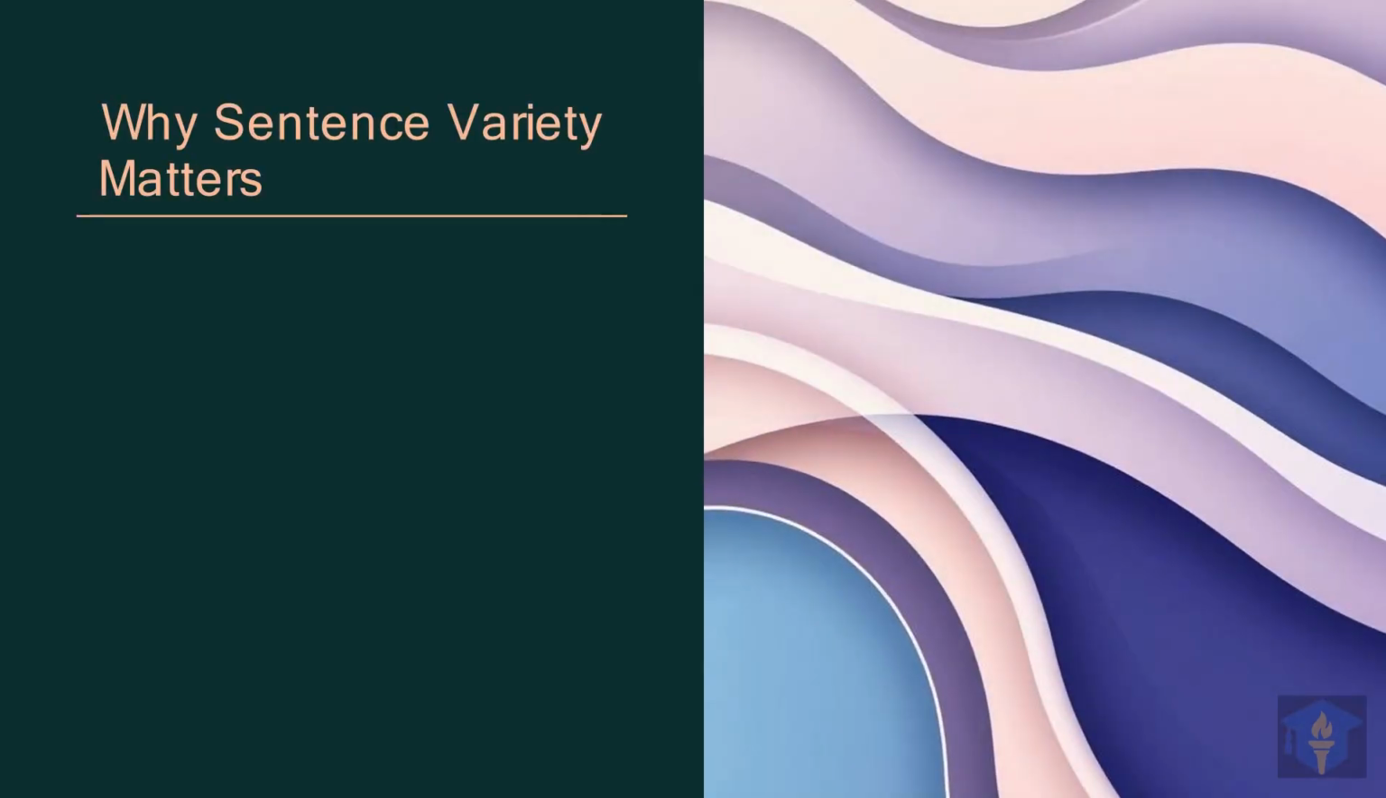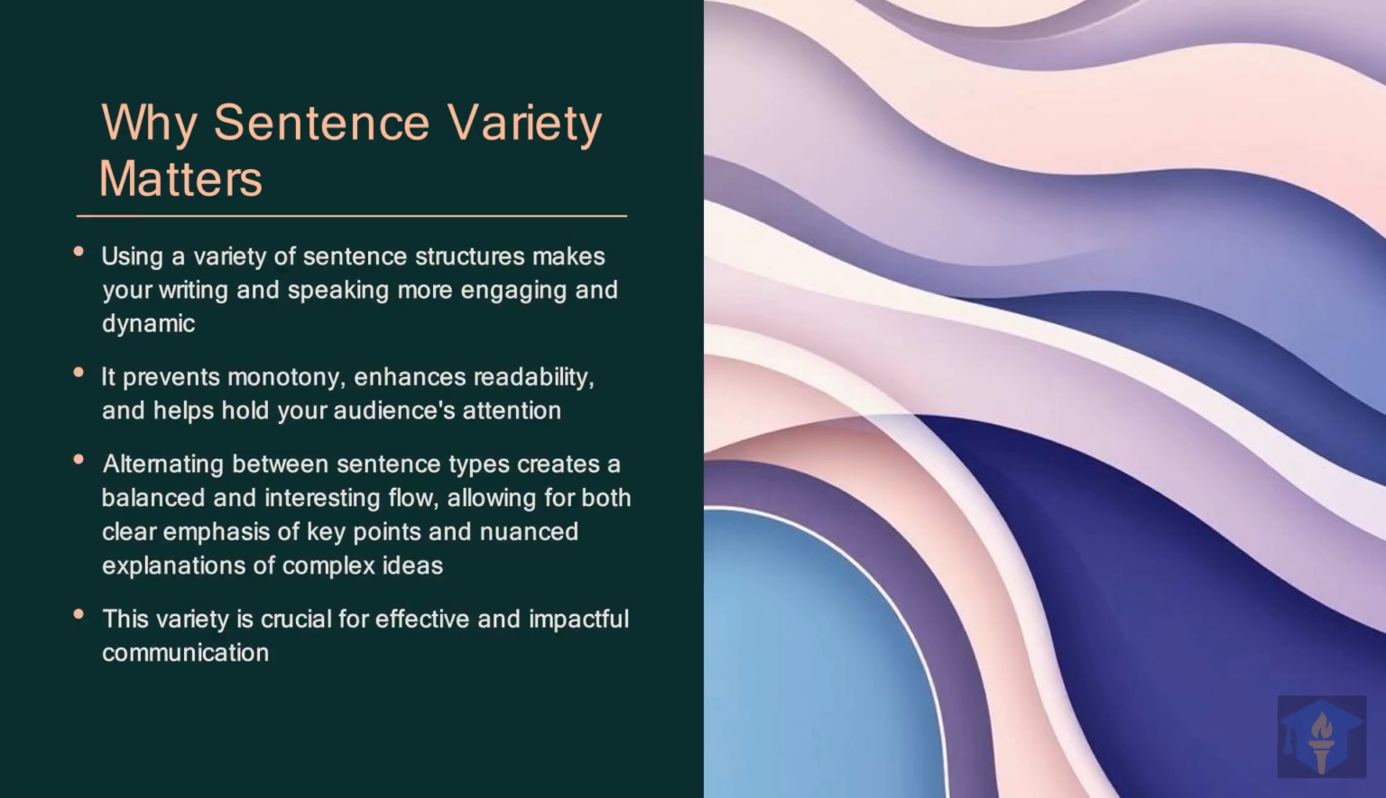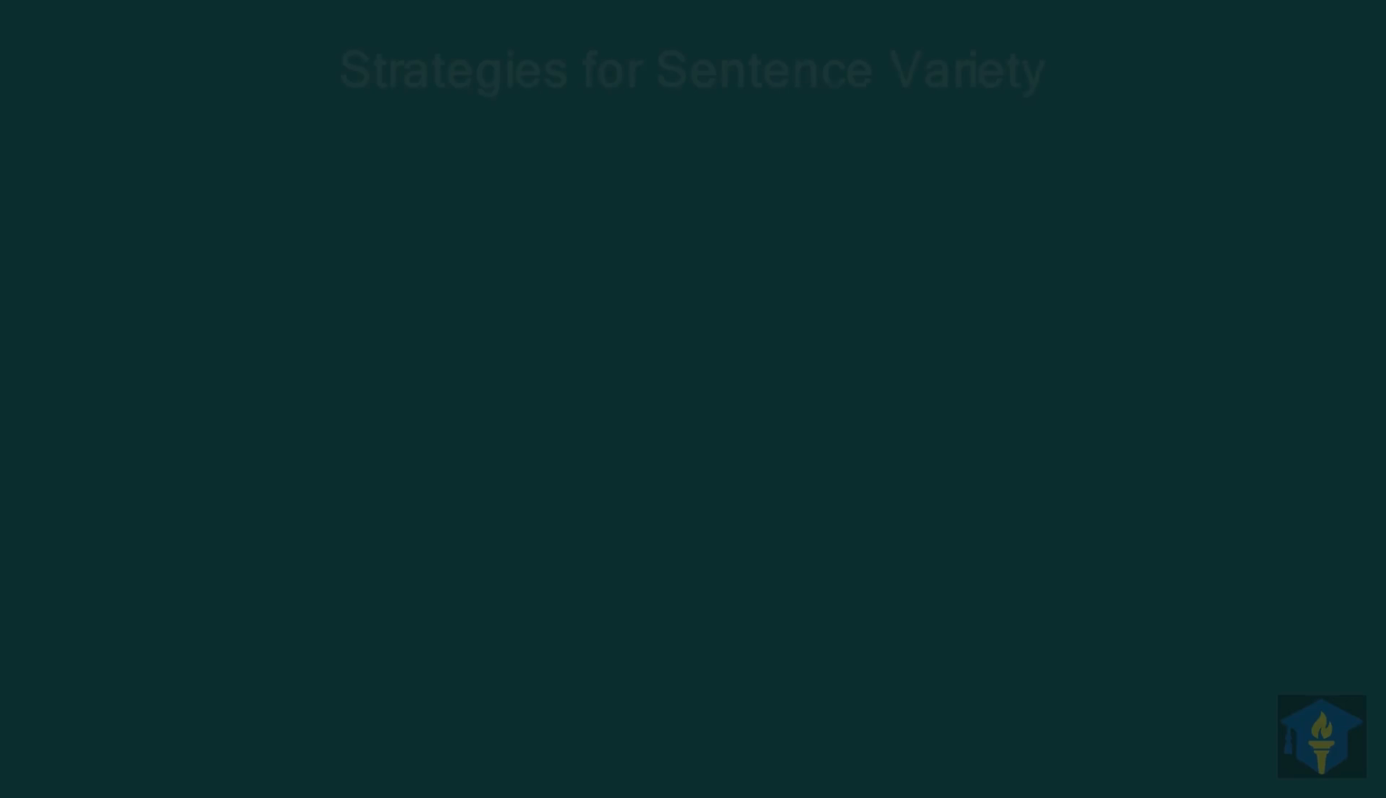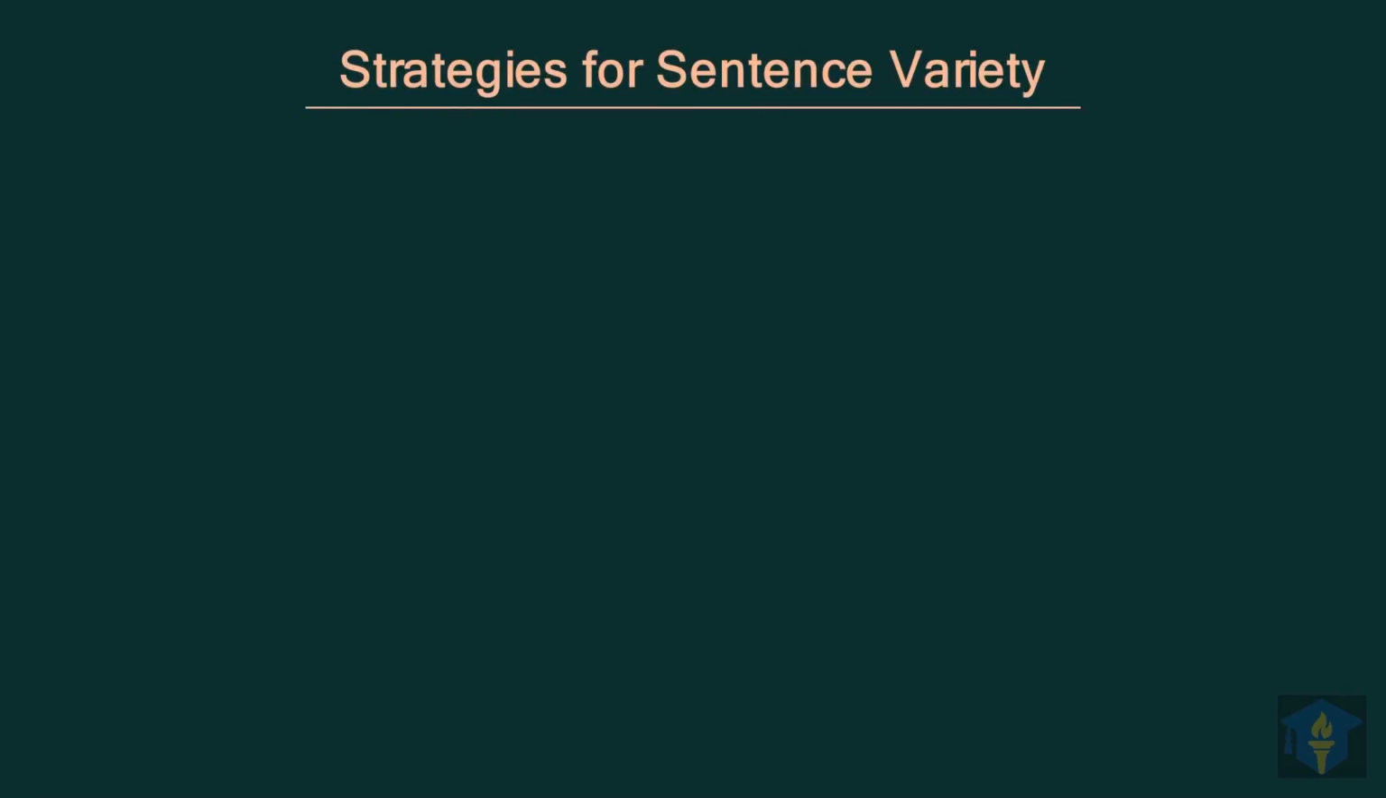Now, let's explore why incorporating sentence variety is so important in your writing and speaking. Varying sentence structures makes your communication more engaging, prevents monotony, and helps hold your audience's attention effectively. Let's discuss some effective strategies you can use to achieve greater sentence variety in your work. We'll focus on combining ideas effectively and skillfully using transition words to improve flow.